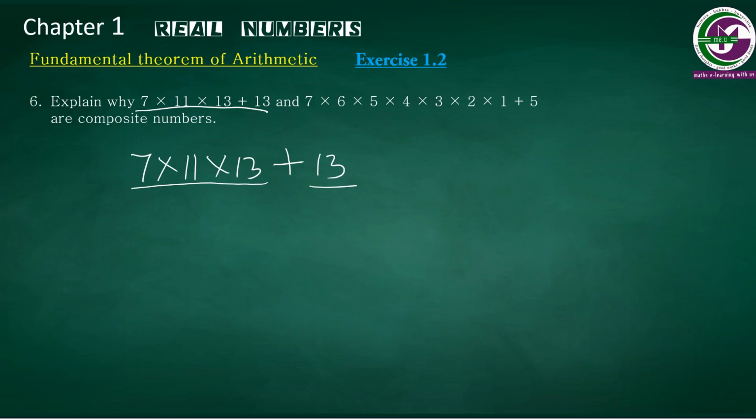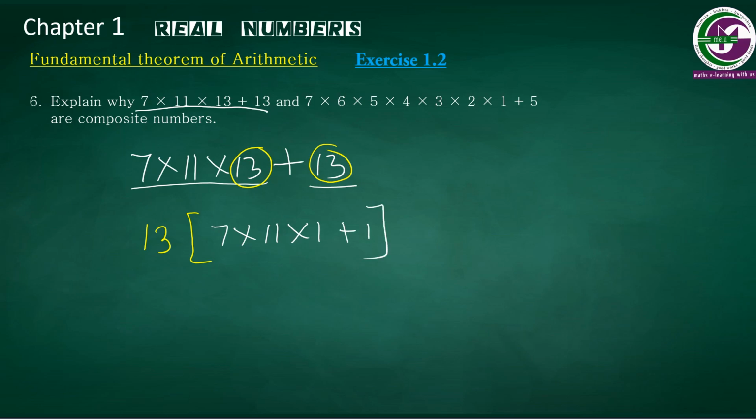From both the terms, you can see that 13 is a common factor. So you can take 13 common. 13 common, so 13 outside the bracket. So what is remaining? 7 times 11 times 13 is taken from here is 1, plus 1 here.